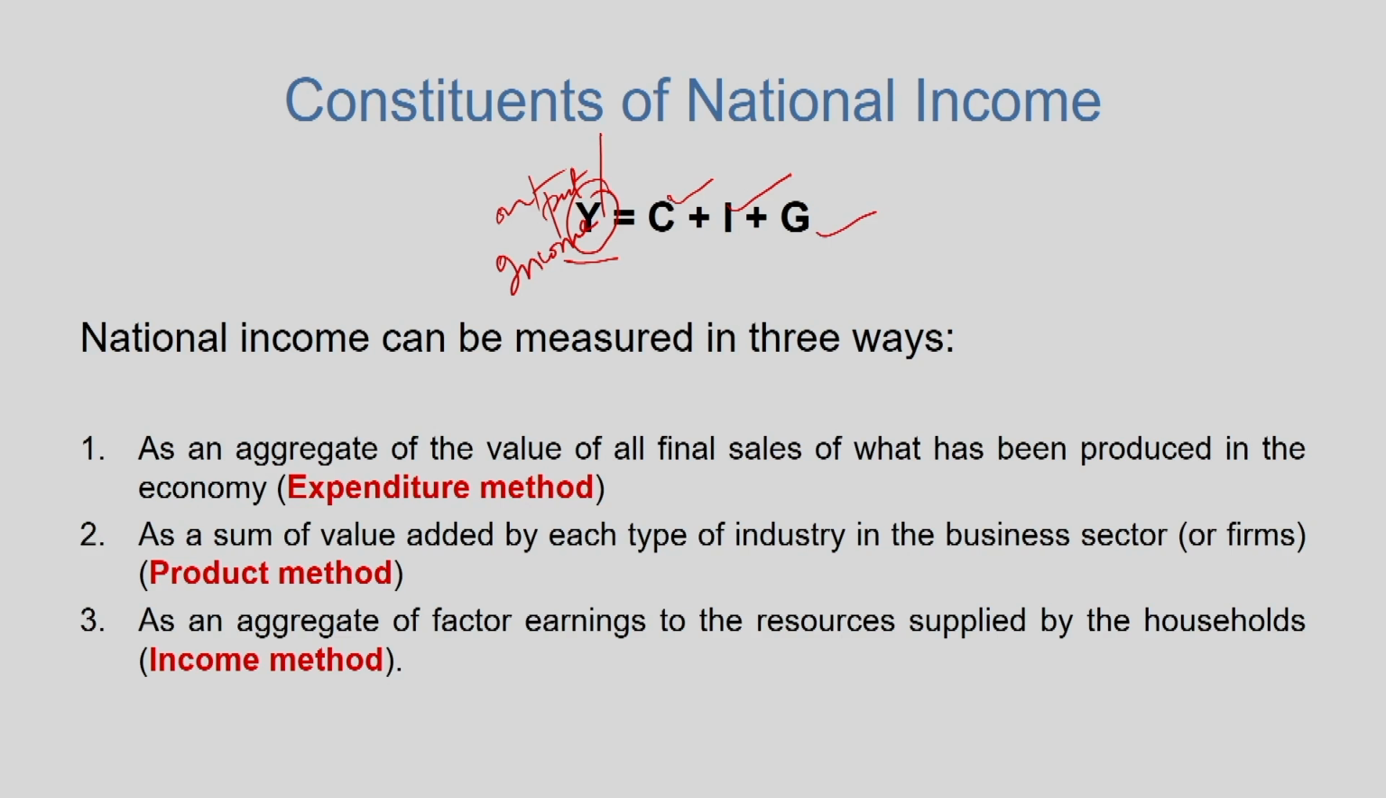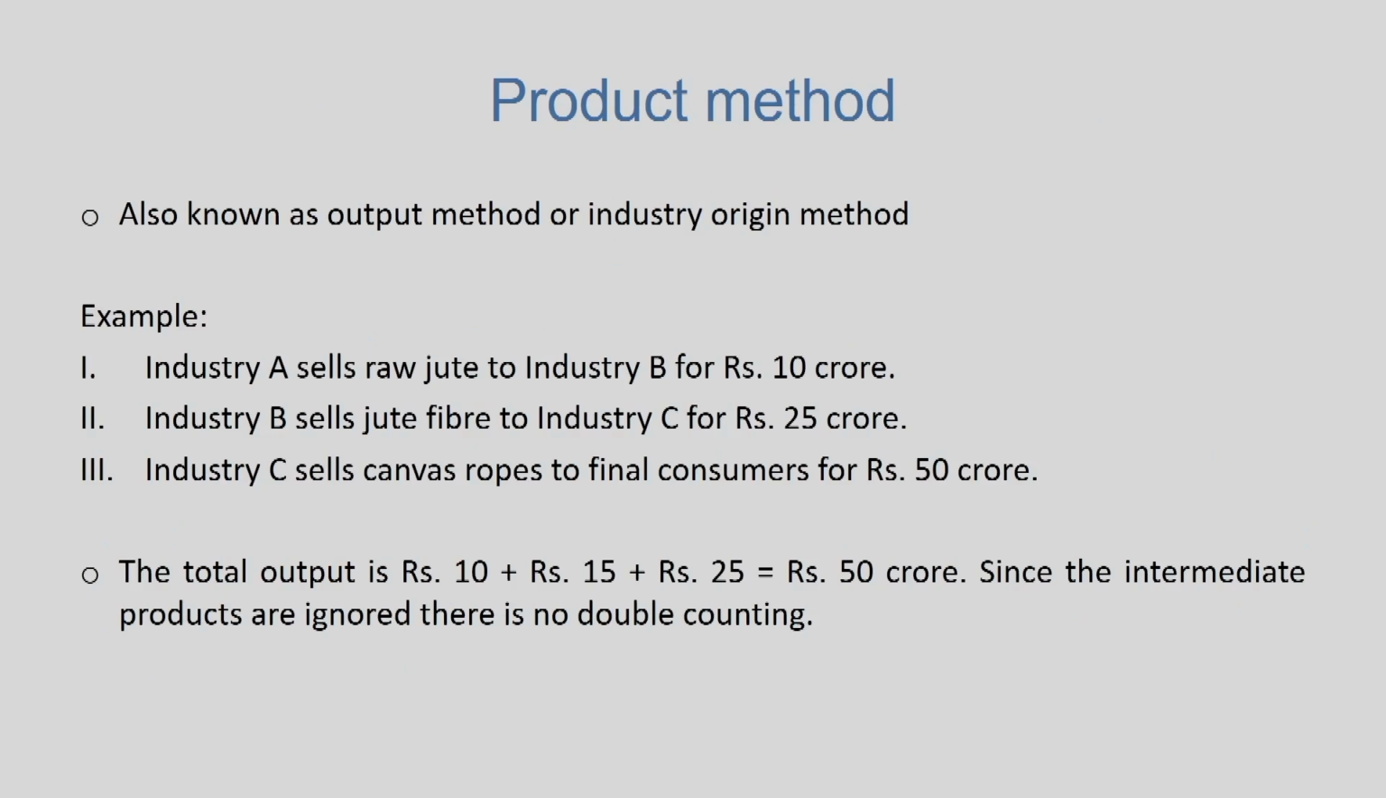Through this flow chart, I also want to draw your attention that typically national income is measured in 3 ways. They are, first, the expenditure method. So it is basically an aggregate of the value of all final sales of what has been produced in the economy. Second is the product method, which is a sum of value added by each type of industry in the business sector or firms. And the third is an income method, which is an aggregate of factor earnings to the resources supplied by the households. Now let me throw some light on each of these methods of estimating national income, as I have discussed here, as it is important that we get clear of concepts such as problems of double counting.